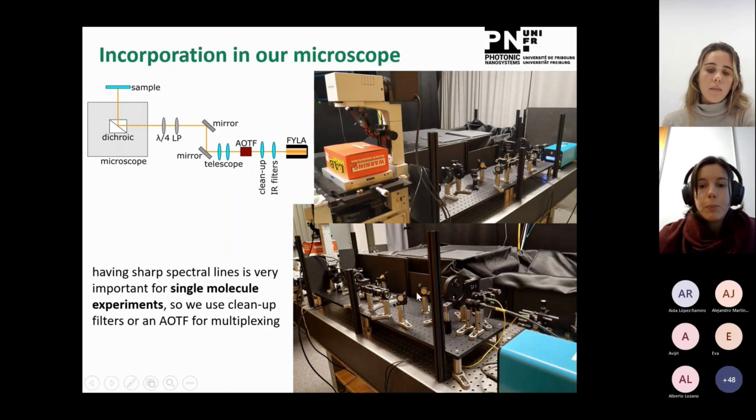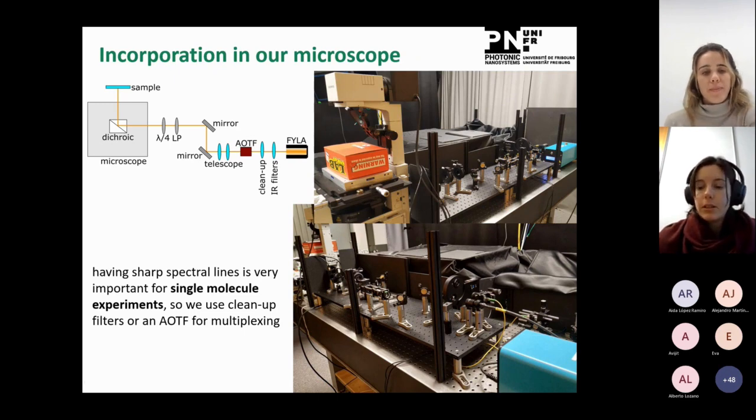Then we have some mirrors for optical alignment, a telescope to expand the size of the laser beam to fill the back focal plane aperture of our objective. We have some neutral density filters to adjust the power, some components to control the polarization at the sample plane, and that's it. And the rest is just regular confocal.